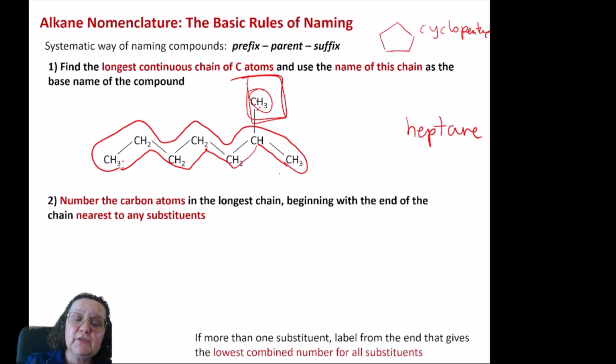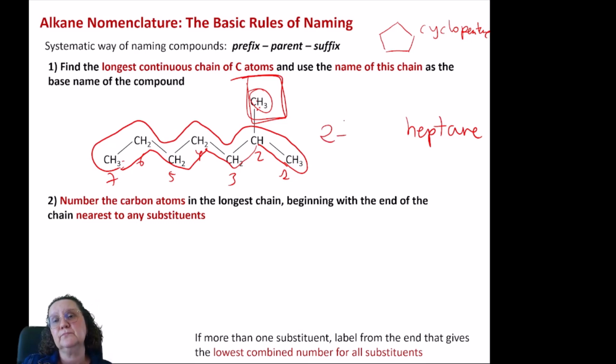Well, if I start numbering the carbon atoms, 1, 2, 3, 4, 5, 6, 7, I start from the right because it's the one closest to the substituent. Then I'm going to have something in my structure. So my structure is going to be a heptane, 7 carbon atoms, an alkane, with something attached to carbon 2.